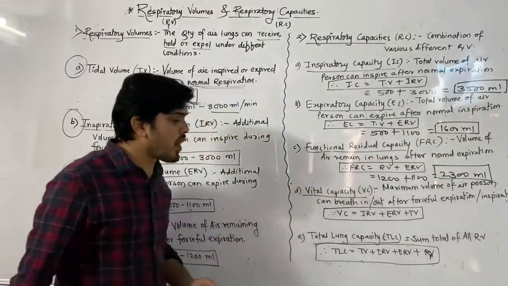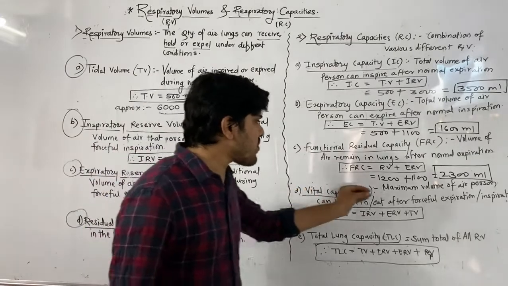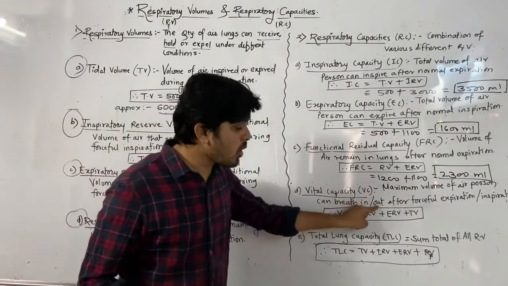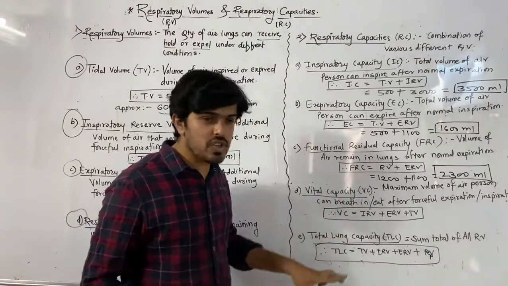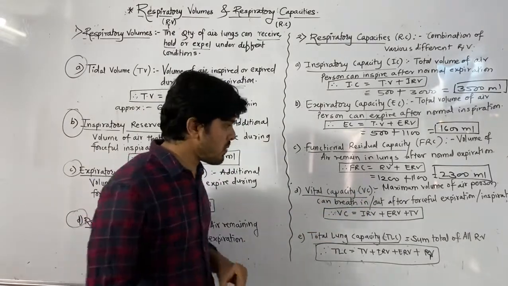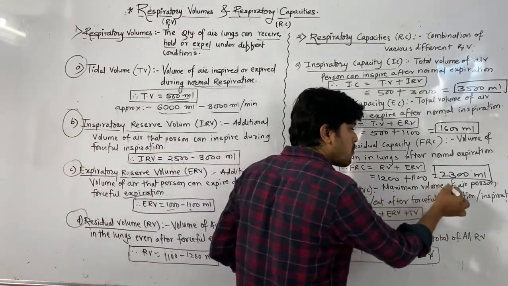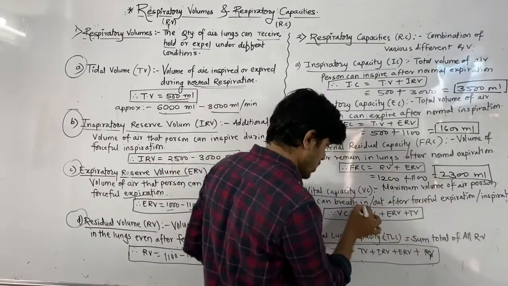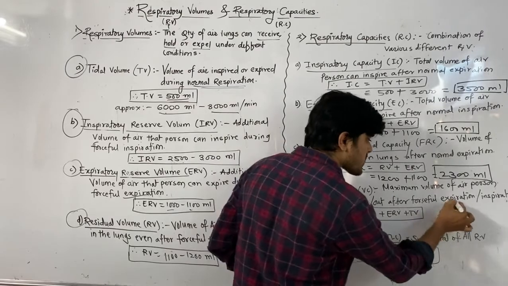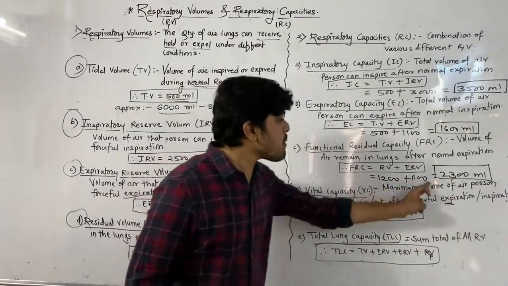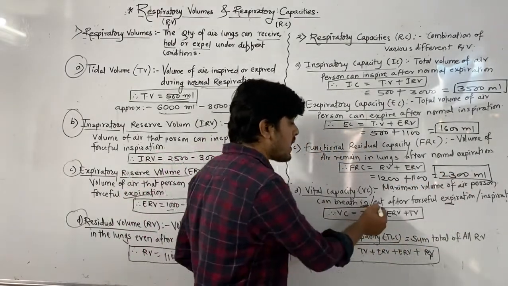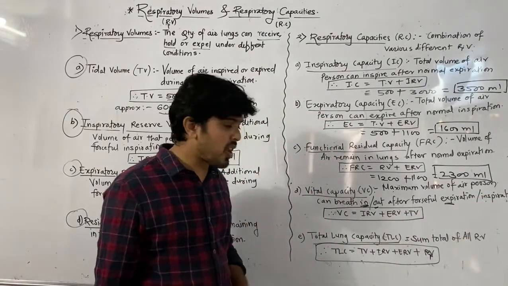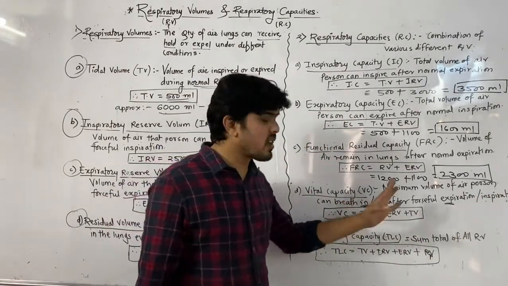Next term we are going to see is vital capacity. Vital capacity is the maximum volume of air a person can breathe in or out. I am taking two definitions. First definition: maximum volume of air a person can breathe in after forceful expiration. If you take in, you have to mention expiration. Or maximum volume of air that a person can breathe out after forceful inspiration is called vital capacity. It is a combination of ERV, IRV and TV.